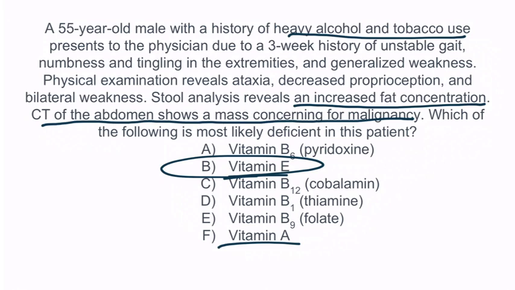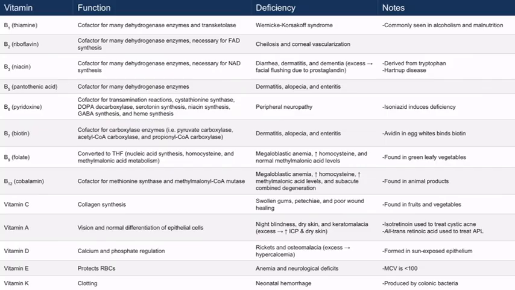Finally, pay special attention to the stool in questions like this. If the question is hinting at a fat-soluble vitamin deficiency, it will usually say something about fat in the stool. A very commonly tested disorder that can cause this is cystic fibrosis. From the table, notice that vitamin E can cause anemia and neurological deficits. And as we discussed at the beginning of this lecture, vitamin E is a fat-soluble vitamin.